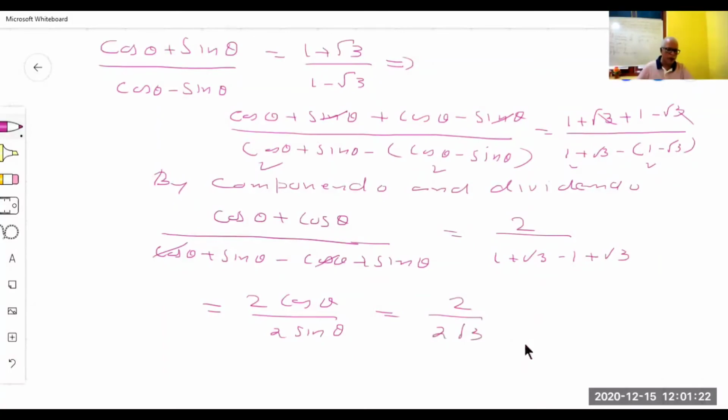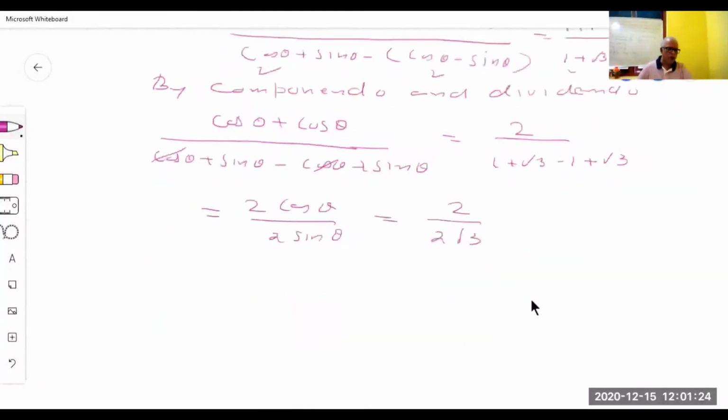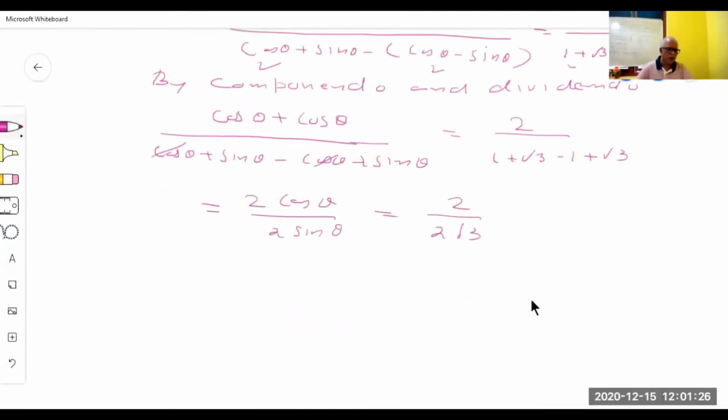What will you get here? Cot theta is equal to 1 by root 3. Therefore, you have theta is equal to 60 degrees. We know tan 60 is equal to root 3 and cot 60 is equal to 1 by root 3. We got theta as 60 degrees.